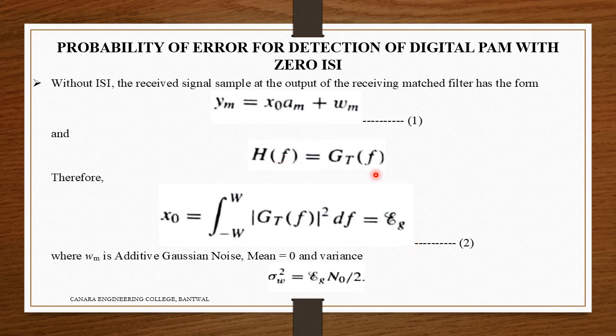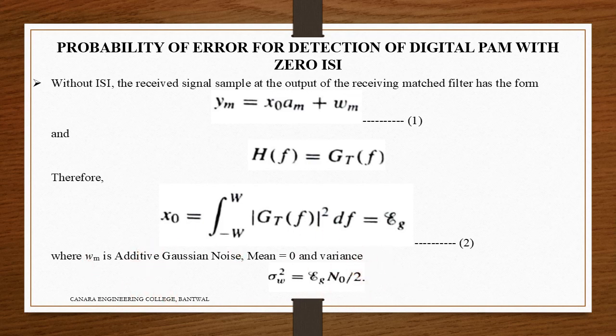What we are getting from the impulse response of what we call the channel is equal to the transmitting pulse. So the signal we are deriving is the magnitude of that, squared, and that is equal to Eg, epsilon g. Then Wm is the additive white Gaussian noise with mean equal to 0 and variance sigma squared W equal to Eg N0 by 2. So we are calculating the variance with respect to the signal and the noise spectral density of the additive white Gaussian noise.